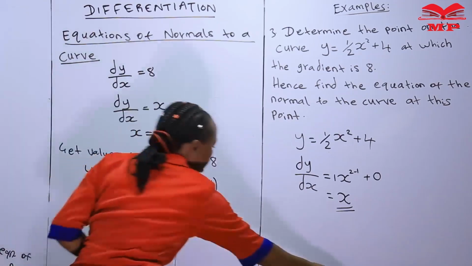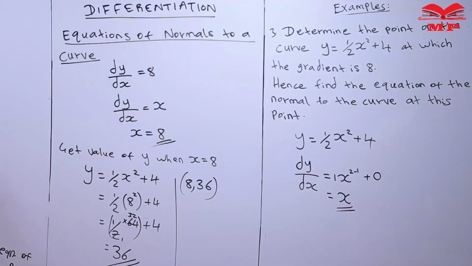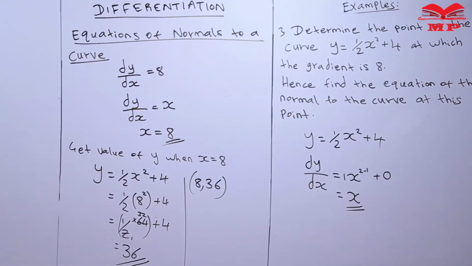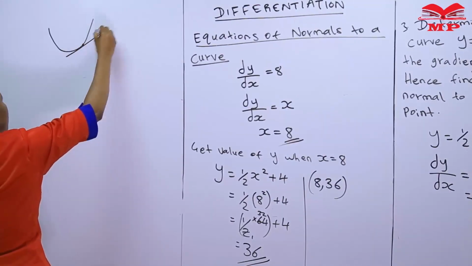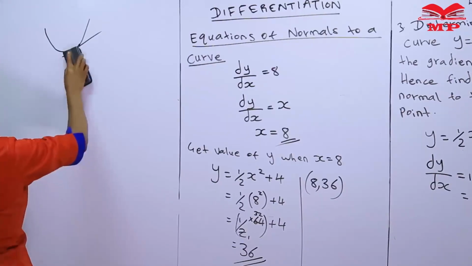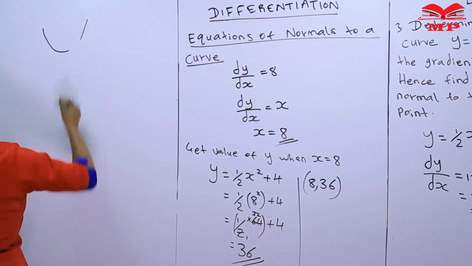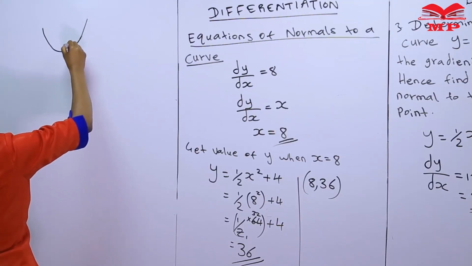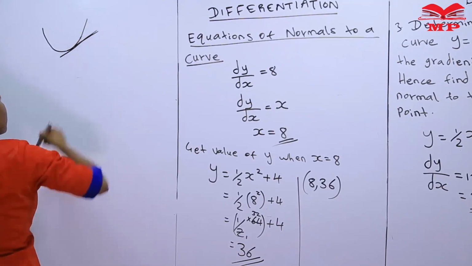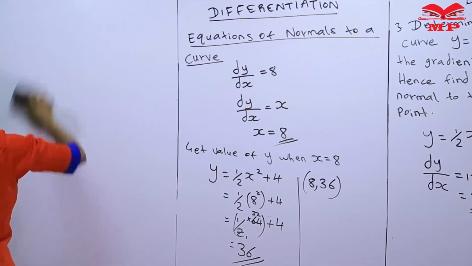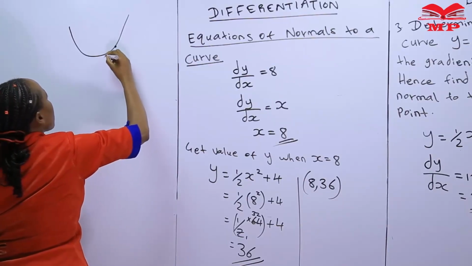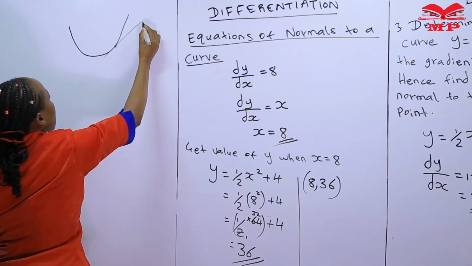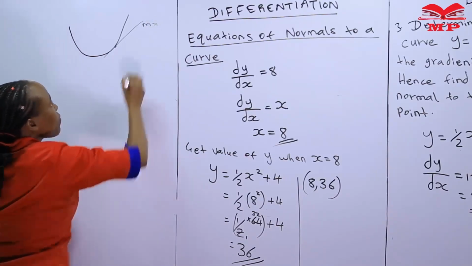Then we are told, hence find the equation of the normal to the curve at this point. In that, again, we have the gradient, and the gradient is the gradient of the curve at that point, meaning that it is the gradient of the tangent. So if we have our curve this way, and this is the point, and we have the tangent here, it means that the gradient m is what we have been given as 8.